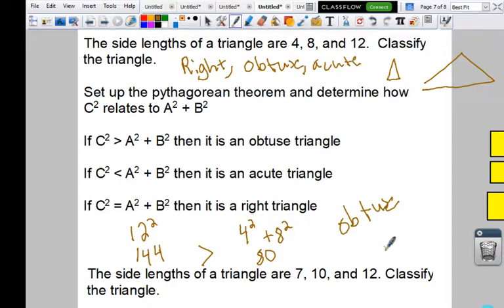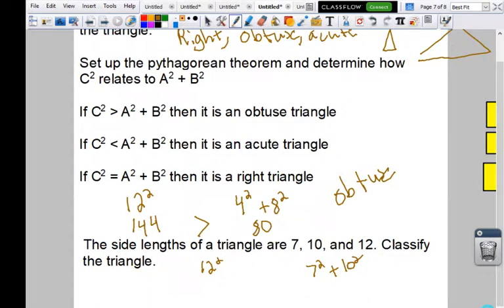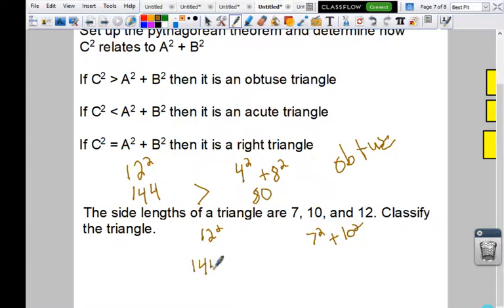Let's look at this one down here. 7, 10, and 12. So my C is my big one, it's 12. I want to see how 12 squared relates to 7 squared plus 10 squared. That's 49 plus 100, which equals 149. So how does C squared relate to A squared plus B squared? Is it greater than, less than, or equal to? What is it, Chloe? Less than. Which means it is acute.